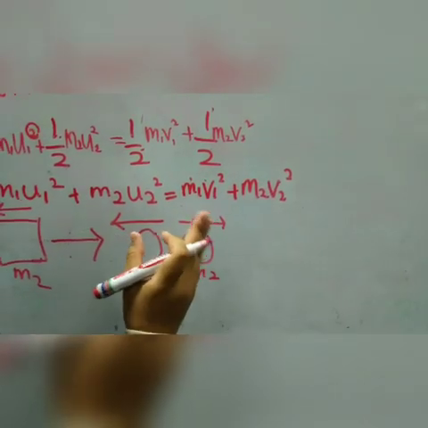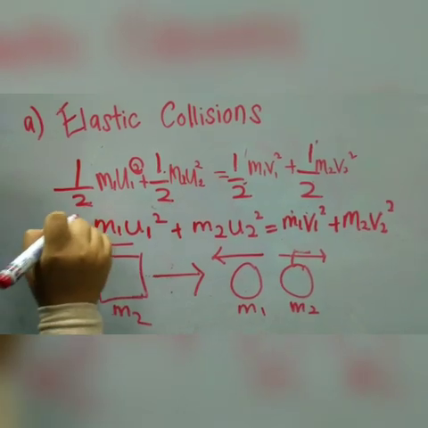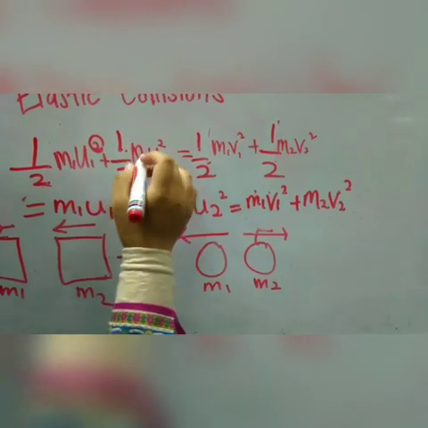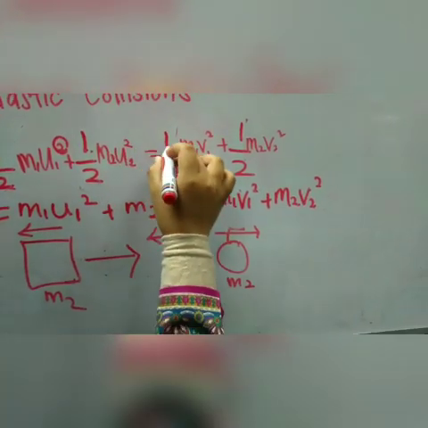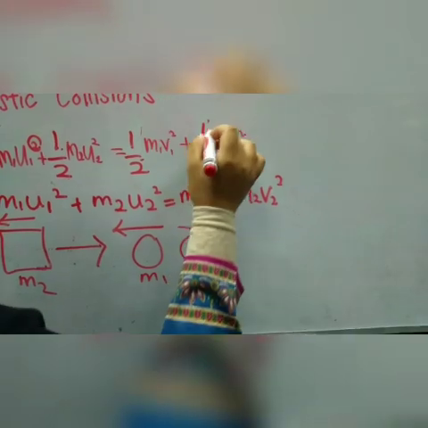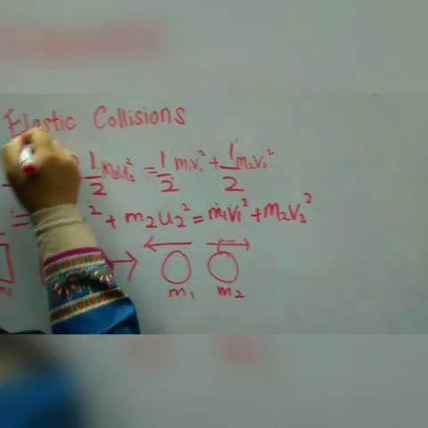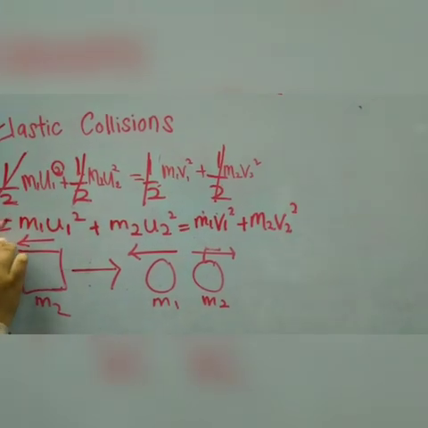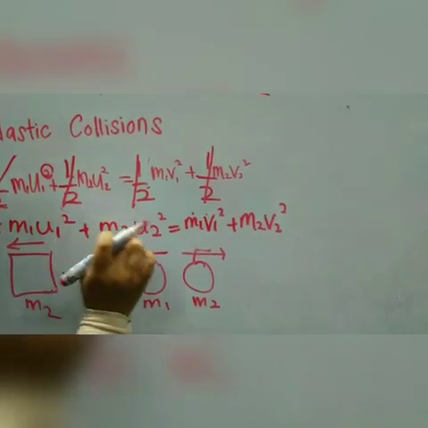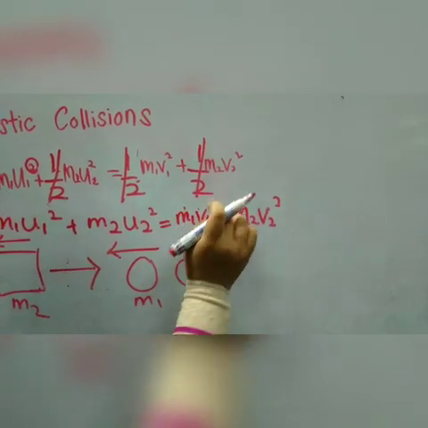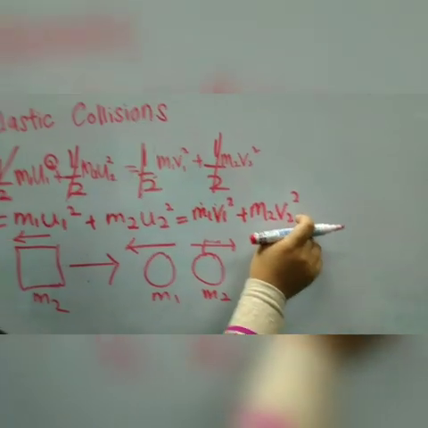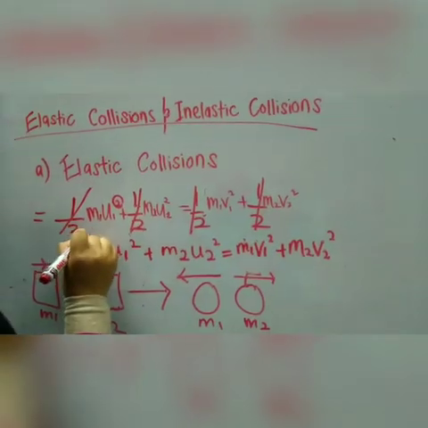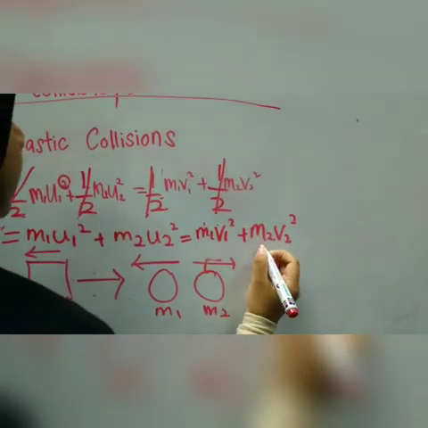So they separate. The equation is at first 1/2 m1 u1 square plus 1/2 m2 u2 square equal to 1/2 m1 v1 square plus 1/2 m2 v2 square. We can cancel the 1/2, and the last equation we get is m1 u1 square plus m2 u2 square equal to m1 v1 square plus m2 v2 square. It is related to the law of conservation of momentum, where the total momentum before equals the total momentum after.